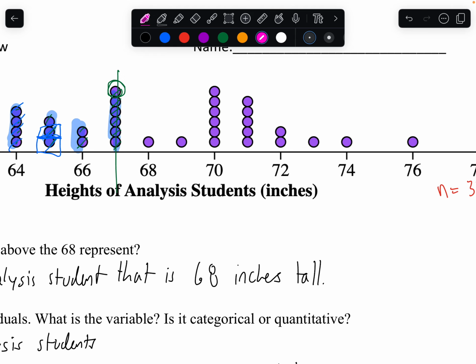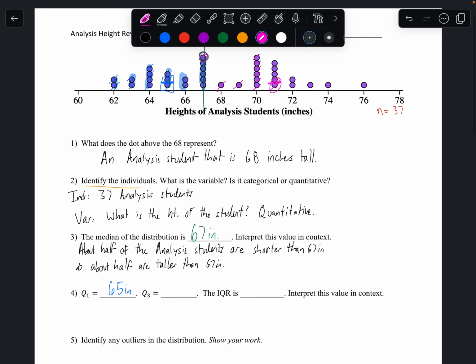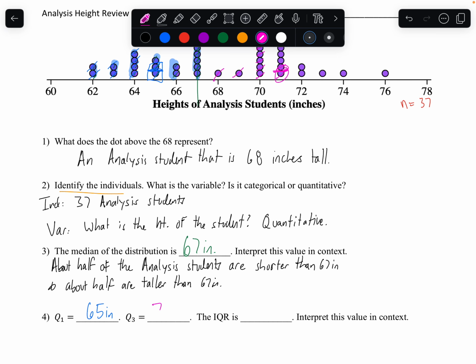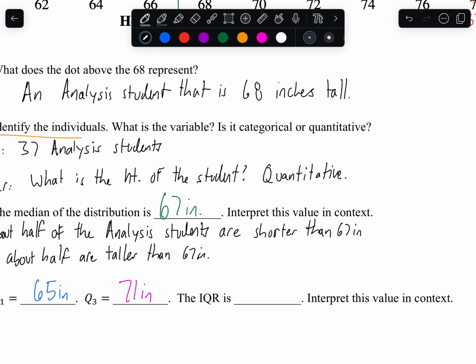Then I want to go 9 and 10 above that next point. Again, this is that point, so the next one would be here. 1, 2, 3, 4, 5, 6, 7, 8, 9, 10. So halfway between those two points, but both of those are on 71, so 71 and 71 are going to give us 71. The IQR is the difference of those two, which is 6 inches.